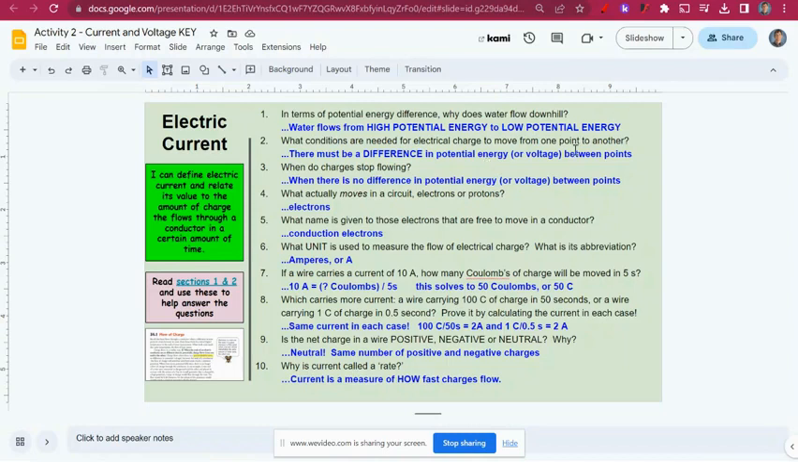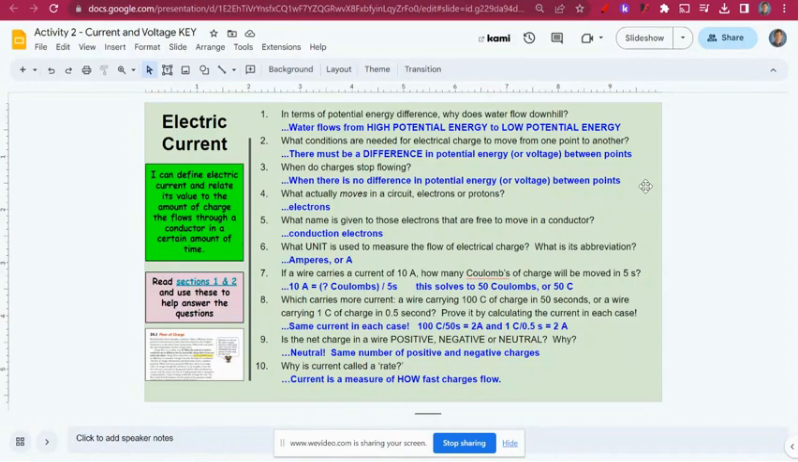Number 2, what conditions are needed for electric charge to move from one point to another? There must be a difference in potential energy or voltage between those points. Number 3, when do charges stop flowing? They stop flowing when there's no difference in potential energy. All right, or you could say there's no difference in the voltage between 2 points.